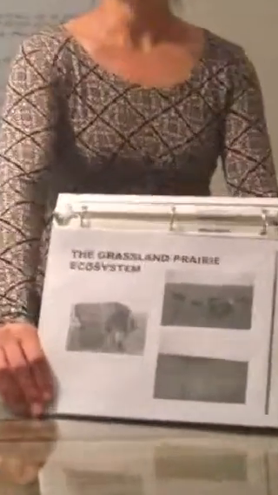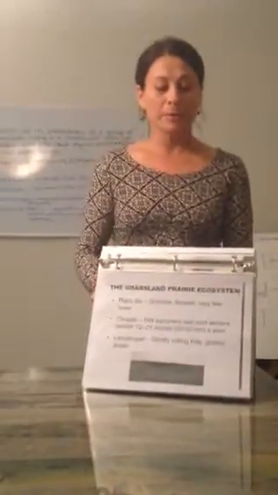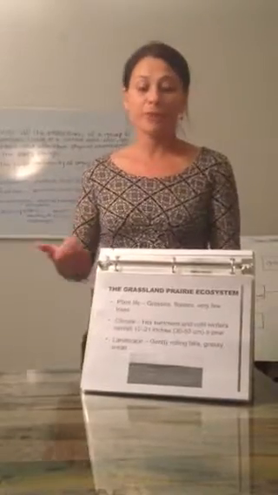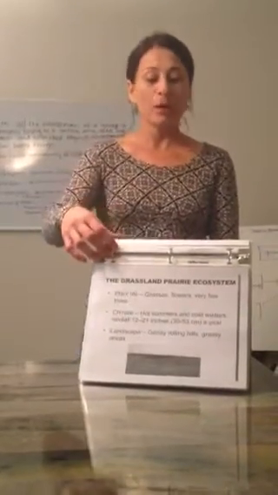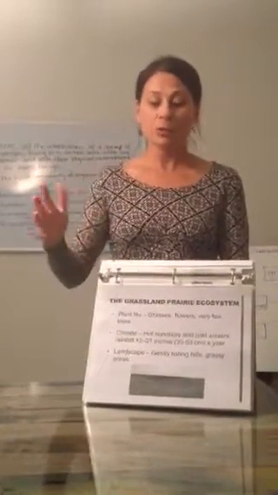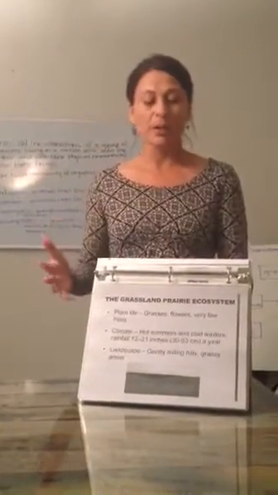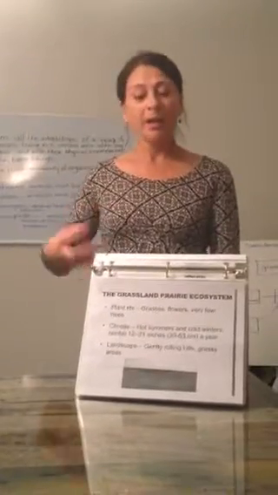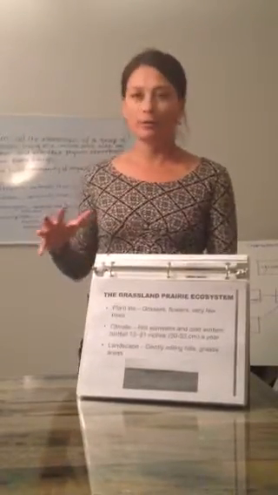Here's some more pictures. Again, what do you see? You see a lot of grass, right? That's pretty much what we get to see. Let's talk about this. Plant life. We have grasses, we have flowers, very few trees. Our climate, it's hot summers and cold winters. The rain falls 12 to 21 inches a year. That means it's very, very hot and very, very cold and not a lot of rain.